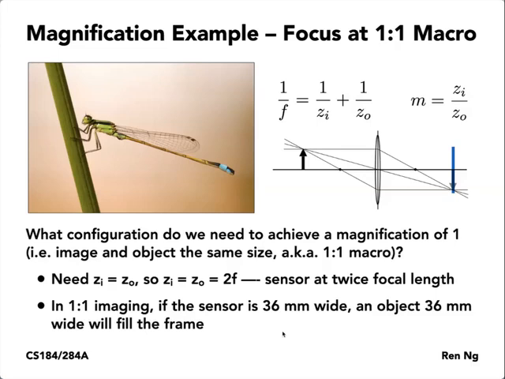When we do this, again, what happens? If the sensor is, say, a full frame sensor I talked to you about last lecture, 36 millimeters wide, then an object that is 36 millimeters wide in the world will fill the frame. Will fill the sensor frame.